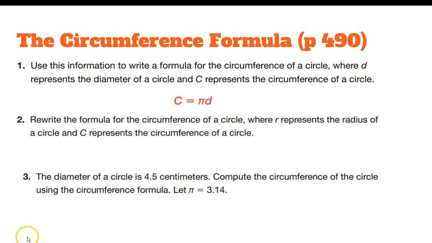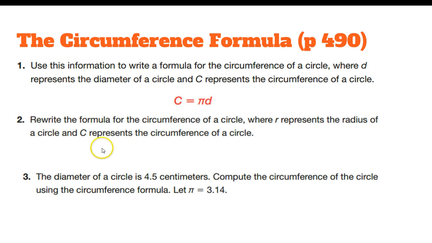All right, so the answer is C is equal to pi d. That's the formula for the circumference of a circle. Capital C, which represents circumference, is equal to pi times the diameter.